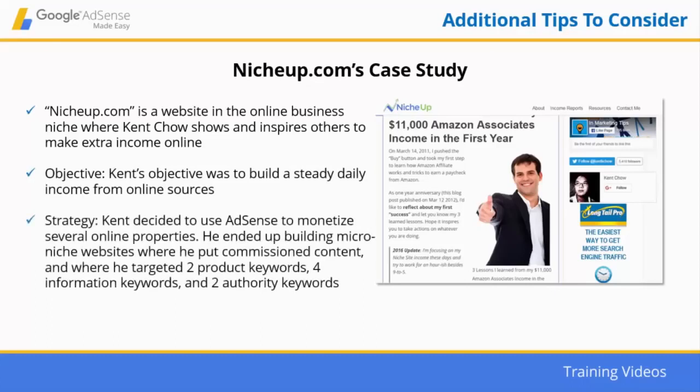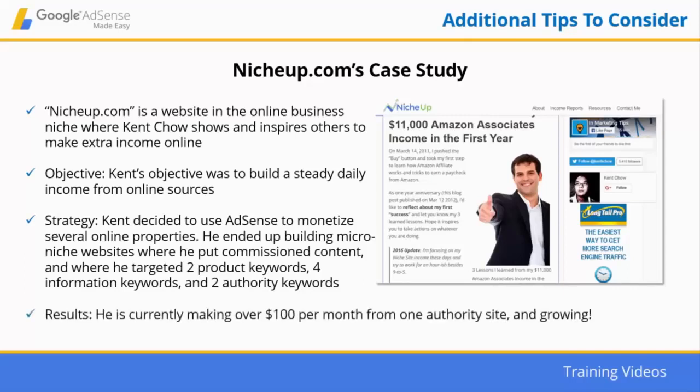Strategy: Kent decided to use Adsense to monetize several online properties. He ended up building micro-niche websites where he put commissioned content and where he targeted 2 product keywords, 4 information keywords, and 2 authority keywords. Results: He is currently making over $100 per month from one authority site and growing.